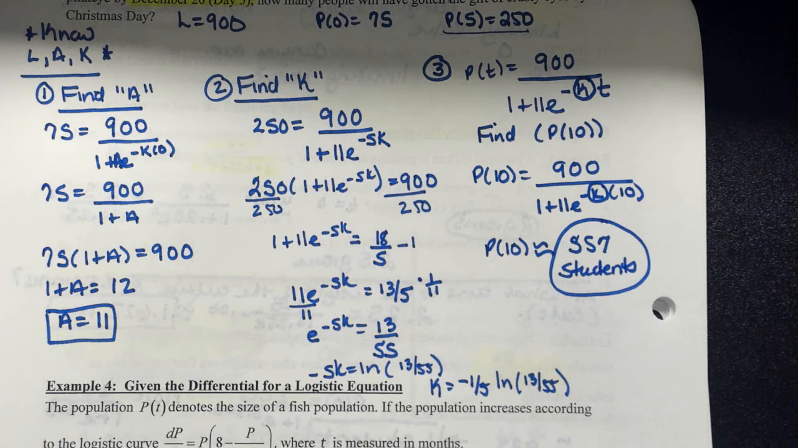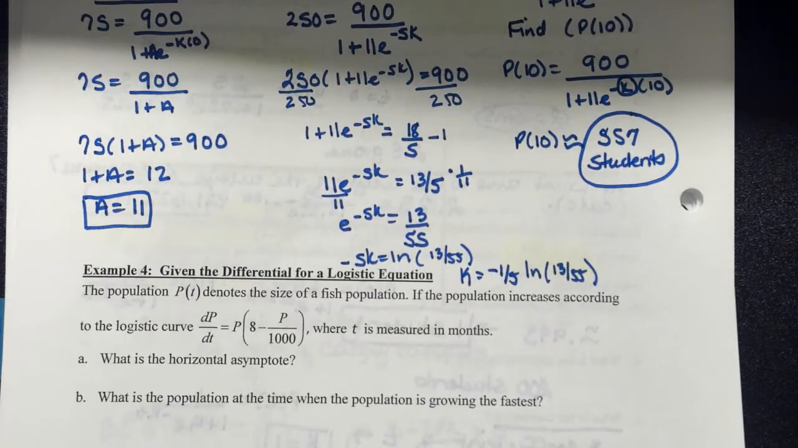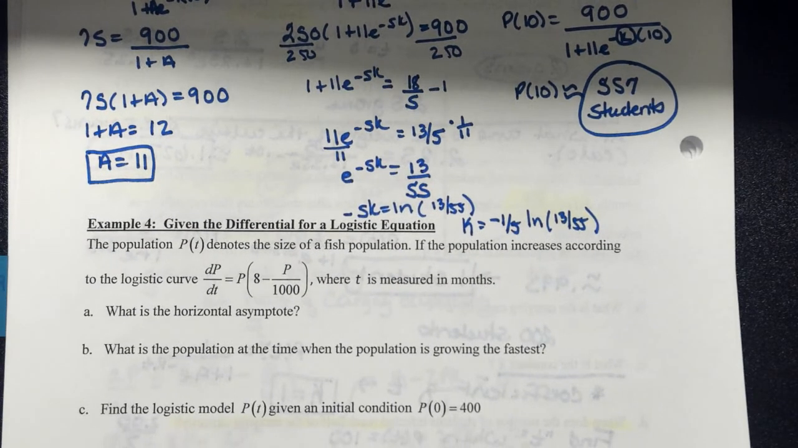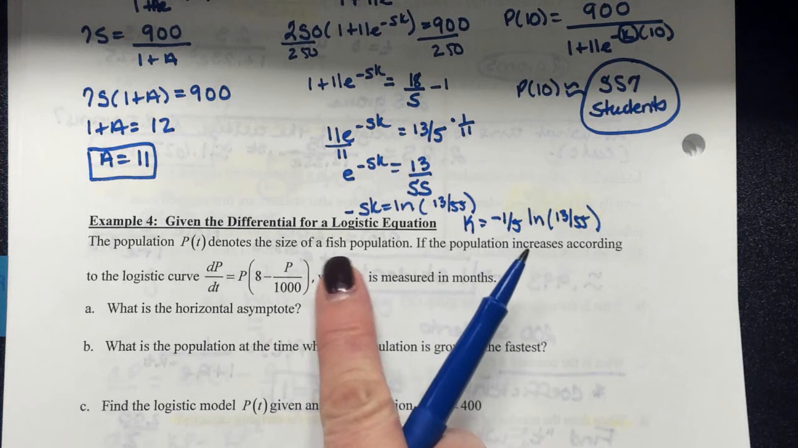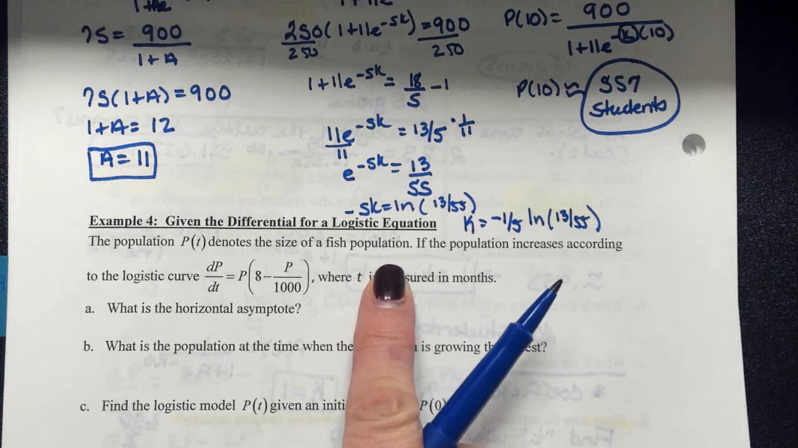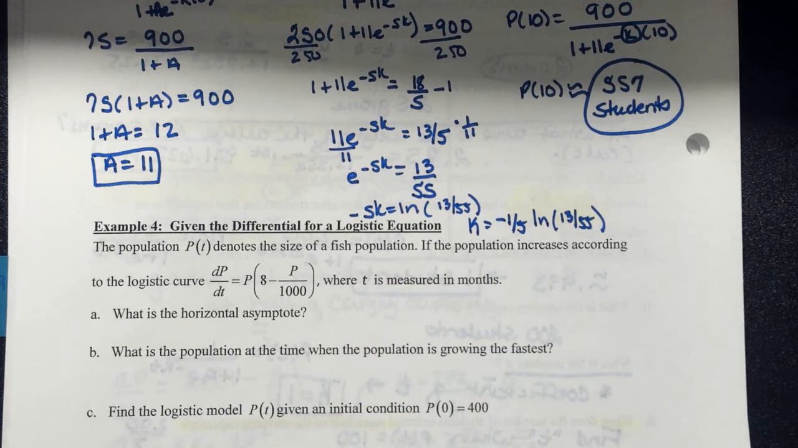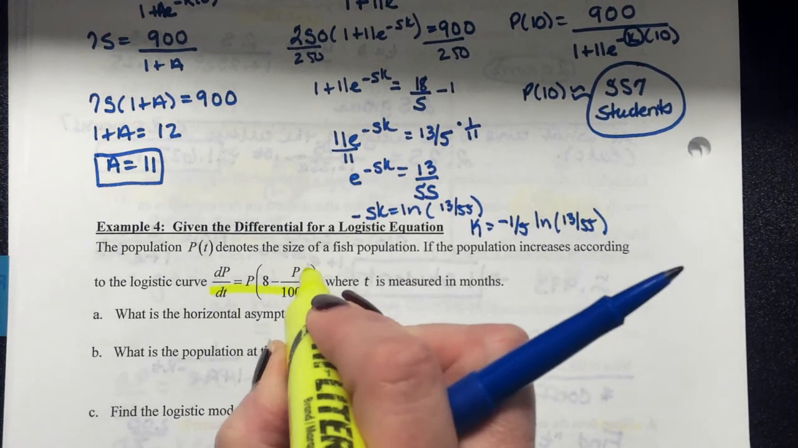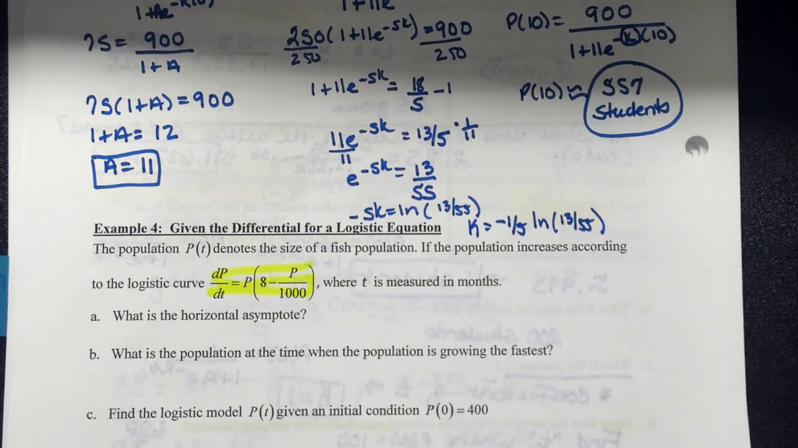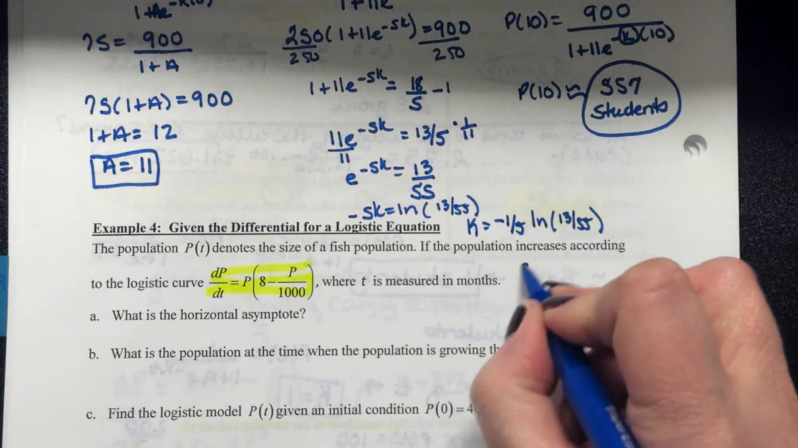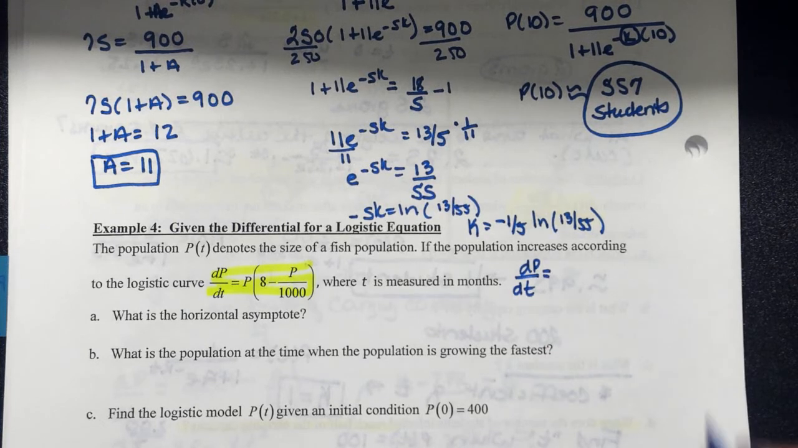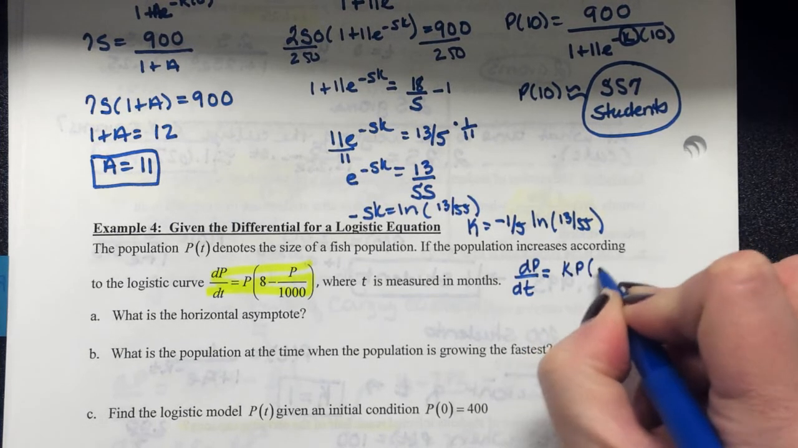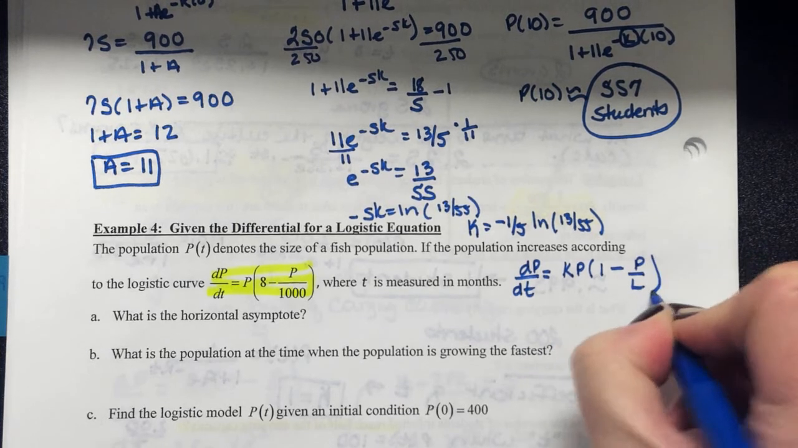So let's take a look now. Instead of them giving you the logistic model, they're going to give you the differential form of the logistic equation. So we have that P of T denotes the size of a fish population. If the population is increasing according to the logistic curve, where T is measured in months, they want me to answer these 3 questions. First of all, remember the form you want the logistic differential equation written in. You want it written in the form of K times P times 1 minus P over L.